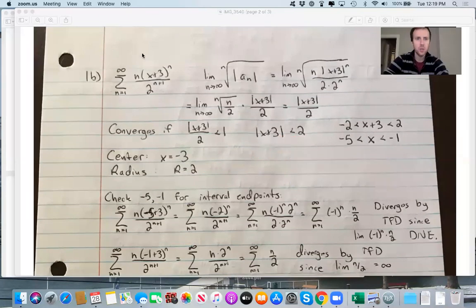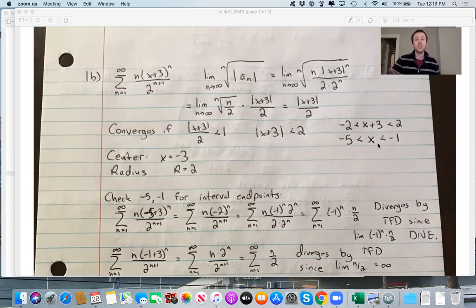So this 2 is where the radius comes from. For the interval, we actually solve this inequality. So that means that the quantity in the absolute values is less than 2 and greater than negative 2. And then with this string of inequalities, subtract 3, which says x is between -5 and -1. And that's most of the interval.